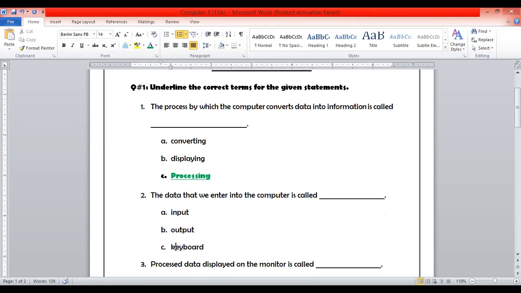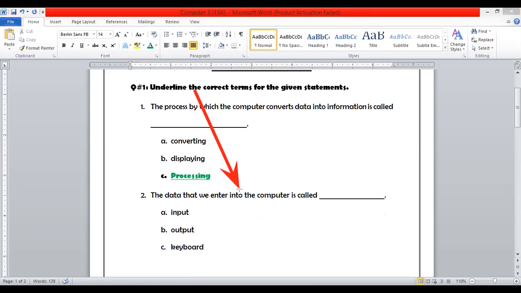The question number 2 is on the screen. It is saying that the data that we enter into the computer is called dash. Input, output, or keyboard. We are talking about the data, not the device. The data that we enter into the computer is called dash: input, output, or keyboard.